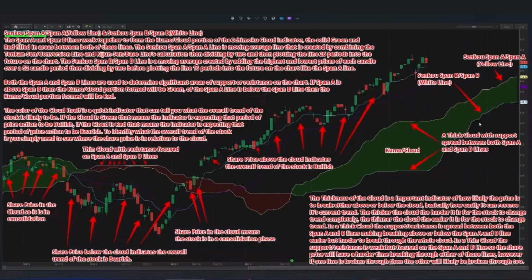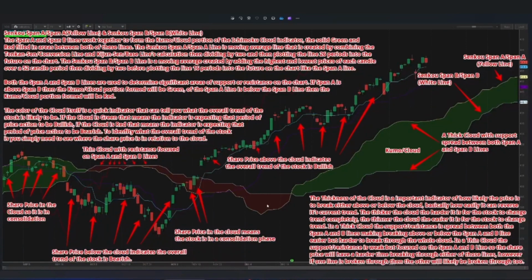So, for example, here with the cloud being so green, that means the indicator is expecting that during that time frame, when the share price gets to it, the stock is going to be bullish. And when it's red, like here, that means it's expecting the share price to be bearish during that time frame. But just because the cloud is green or red doesn't mean it's going to be bullish or bearish all the time. It's just a quick identifier that you can sometimes use.